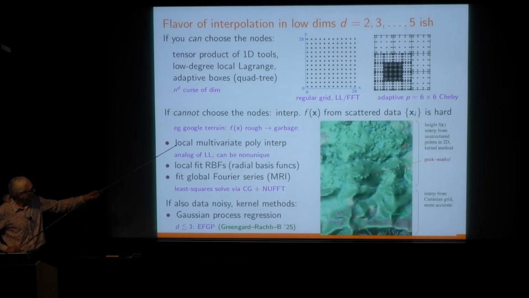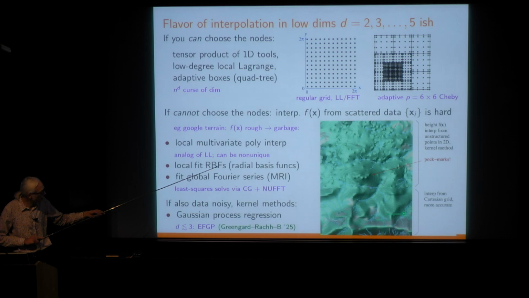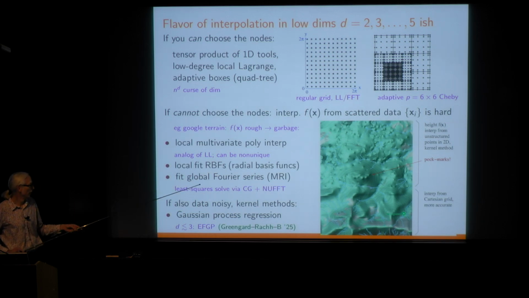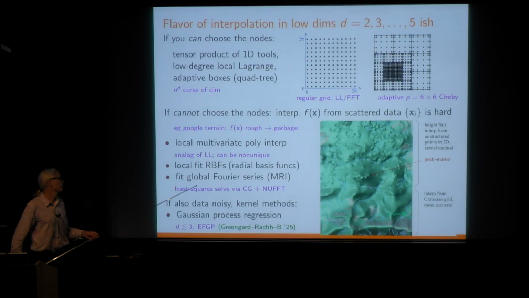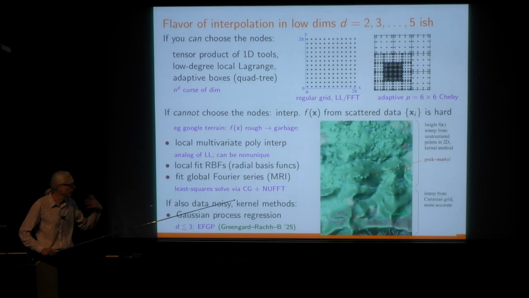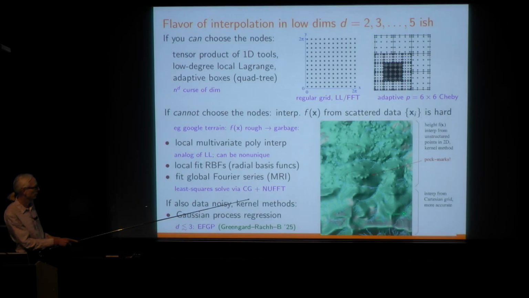So if you don't choose the nodes, you can do the multivariate analog of local Lagrange. Just pick the few nearby nodes, fit a polynomial, and do that wherever you need it. You can get into trouble because uniqueness is not the same for multivariate polynomials. You can do radial basis functions, which is just using a different basis set than a polynomial. And you can write a global Fourier series, like in MRI, and use a least squares solve, which you can iterate on using non-uniform FFTs.